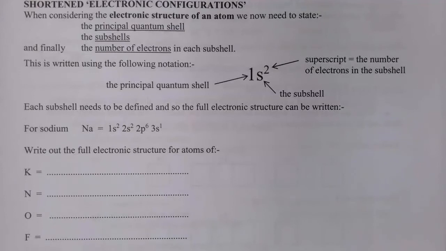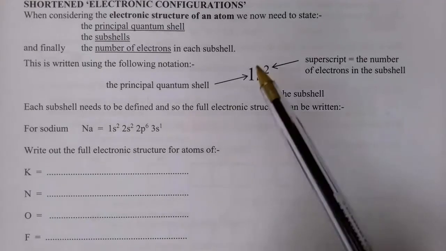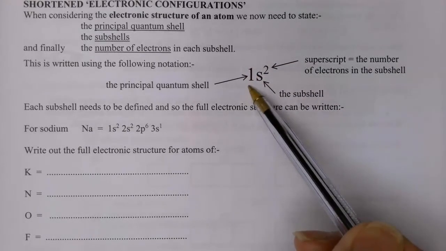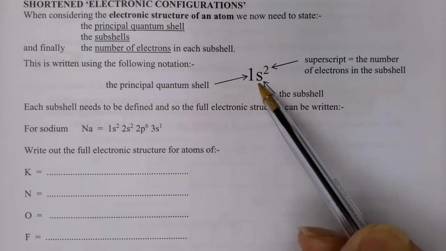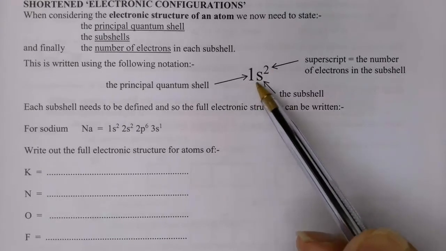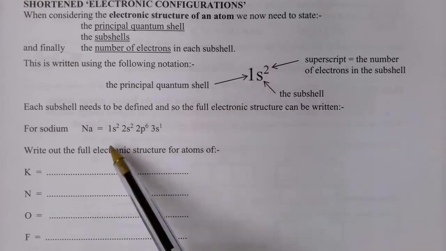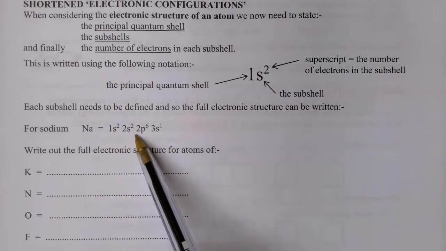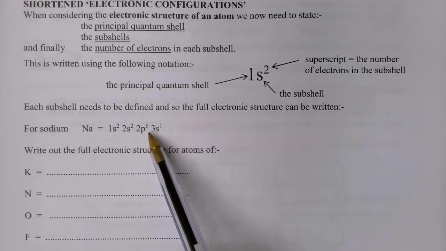So when we come to write out the electron configuration, we need to give details about where the electrons are. So the first thing you come to is the number. That represents the principal quantum shell. The letter gives you the subshell, and then the superscript gives me the number of electrons in that subshell. So for example here, sodium has the electron configuration 1s2, 2s2, 2p6, 3s1. It's telling me that I've got one electron in my third principal quantum shell in subshell S.